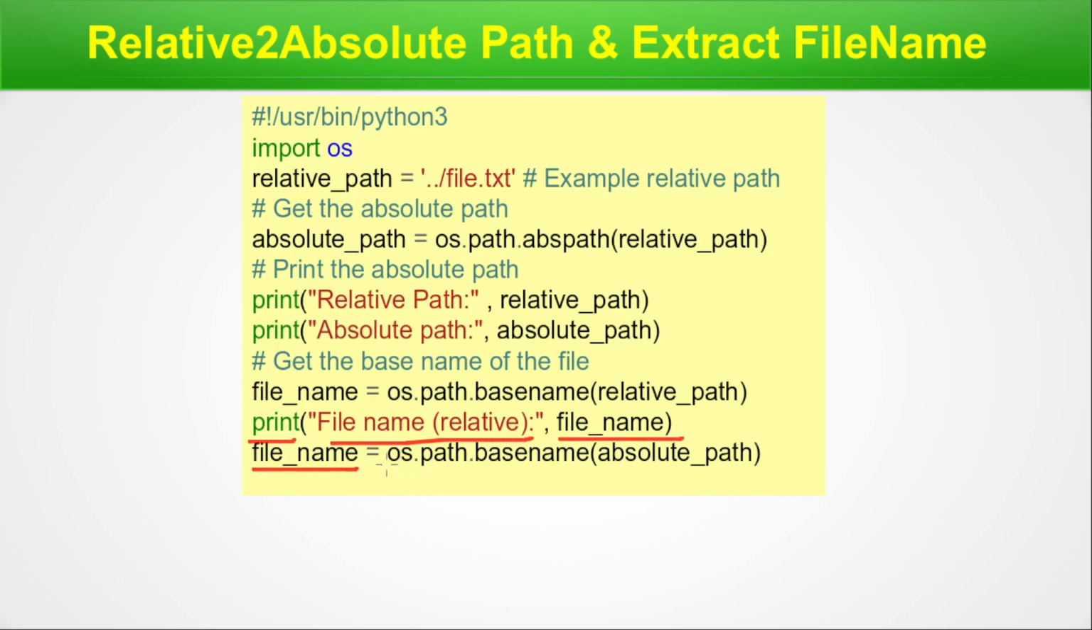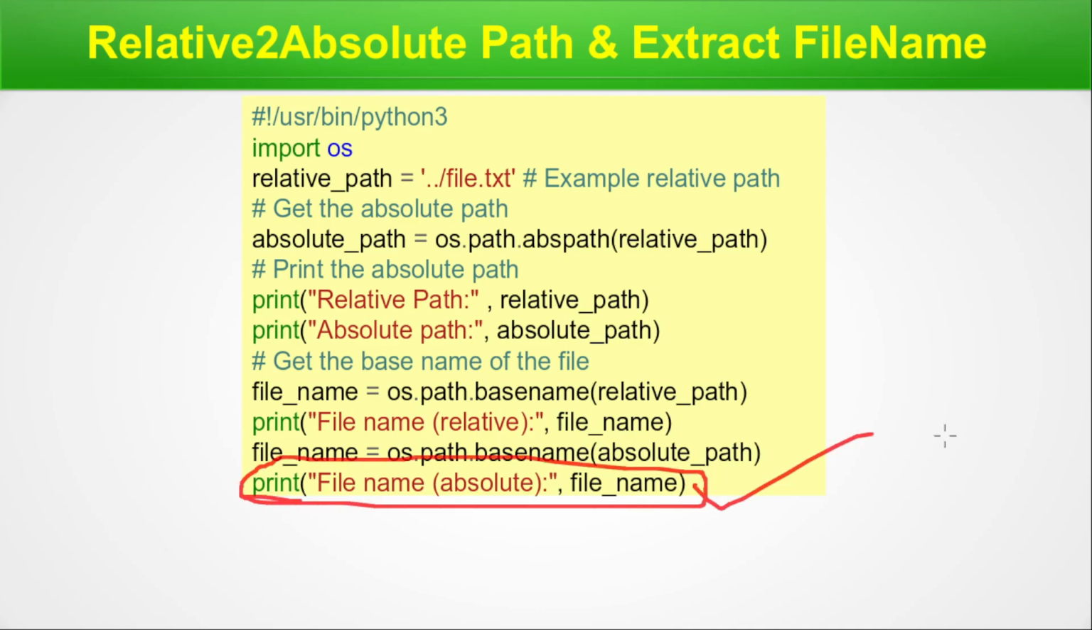We do it like that, and we get os.path.basename, and we give the absolute path. Absolute path is from here, we get it, and in this case it must show also the same, that is the file.txt. There is another print command here as the absolute path, and from there the extracted file name.